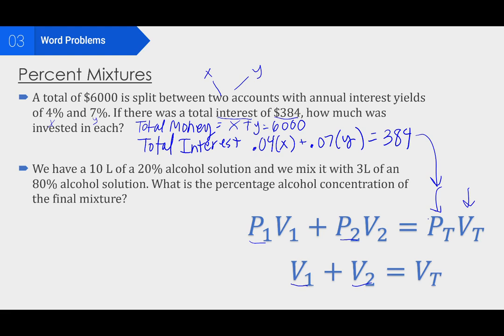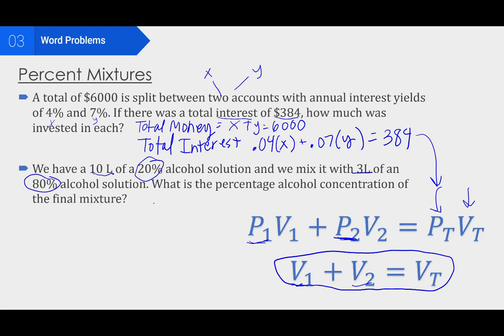But this is the idea: we have certain volumes, of money in this case, in the first problem here. And then we have a percentage times each volume, or a dollar amount times each volume, like the last slide. And that gives us a different total. So for the second question, we have a 10 liter volume and a percent, and we mix it with a 3 liter volume, 80% alcohol solution. What is the percentage alcohol concentration of the final mixture?